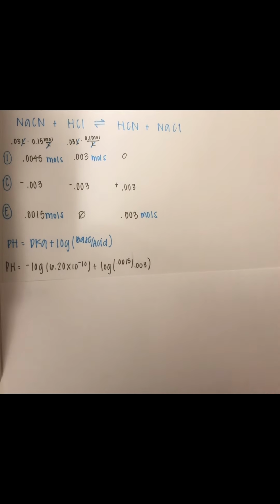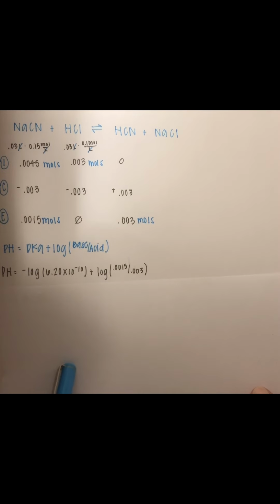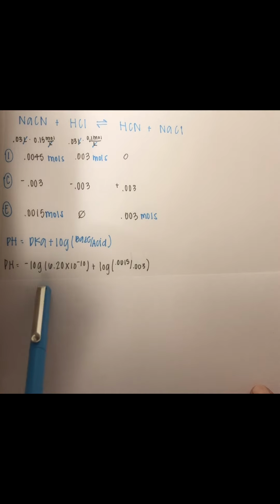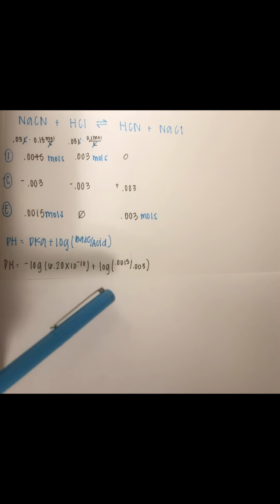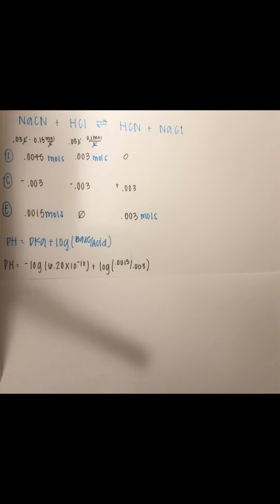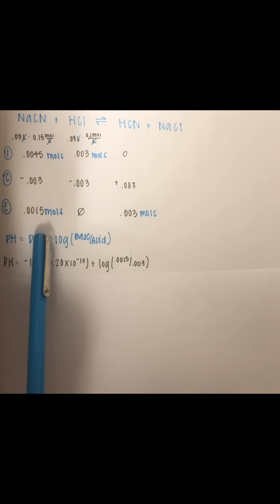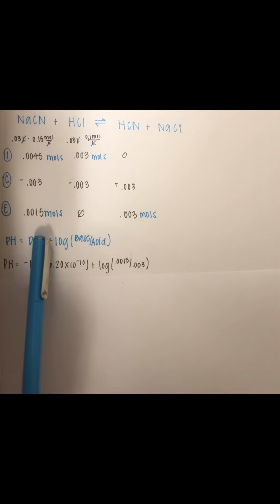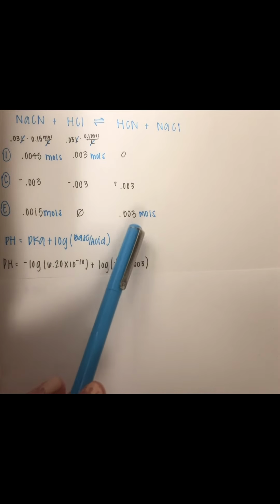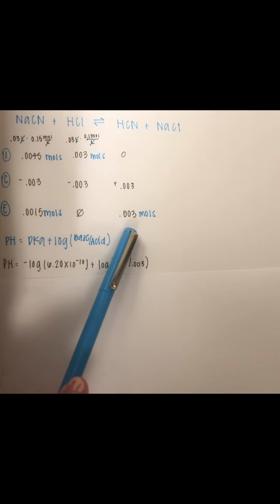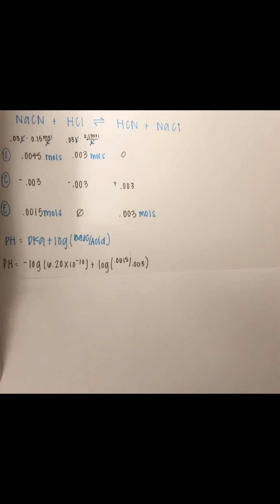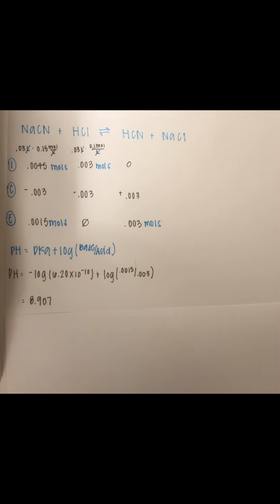So all you have to do is take your Ka, which is 6.2 times 10 to the negative 10, which was given to you in the problem, and plug it in to find the pKa. And you know how to do that. You just plug it into the negative log of your Ka equation, and then you just add the log of the base to acid ratio. And the base to acid ratio is just 0.0015, which is the amount of moles we figured out was in equilibrium for the base, which is NaCN, and 0.003, which is the amount of moles we found at equilibrium for the conjugate acid. And with that, all you have to do is plug it in your calculator and you get 8.907.